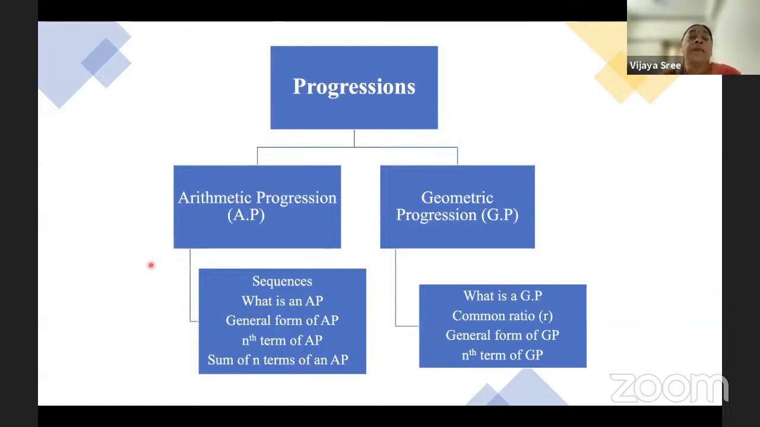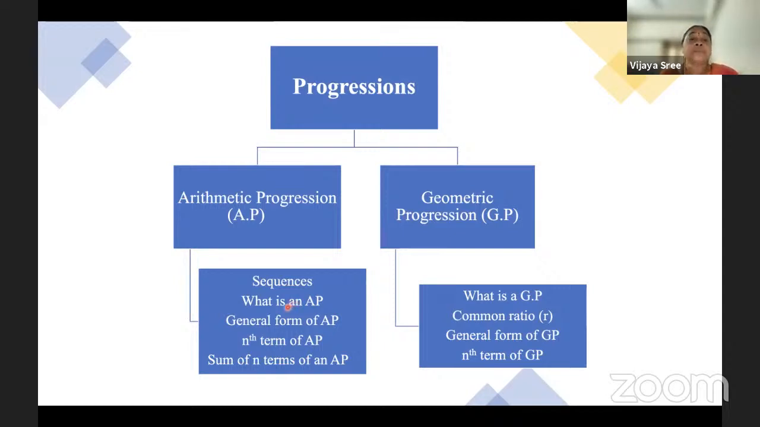Progressions. In this class, you have arithmetic progression and geometric progression. Arithmetic is the branch of mathematics that deals with the study of numbers using various operations on them. The basic operations are addition, subtraction, multiplication, and division. Arithmetic progression is a list of numbers in which each term is obtained by adding a fixed number to the preceding term, except the first term.